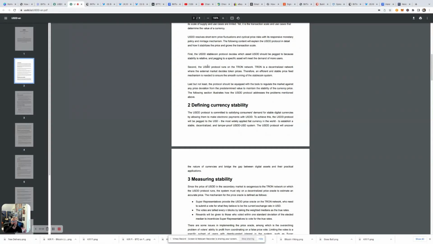Okay. And along those lines, too, on Justin Sun's page, he has a picture of him and Do Kwon hanging out somewhere. So who knows? Maybe that's part of this, right? So there's that. And it says pegging to a specific asset will meet the demand of more users. Now it says second, the USDD protocol runs on the Tron network. So that's what we were just talking about with that Tron DAO reserve. This is kind of where it's coming from. Now it says last but not least, the protocol should be equipped with the tools to regulate the market against any price deviation from the predetermined value to maintain the stability of the currency price.